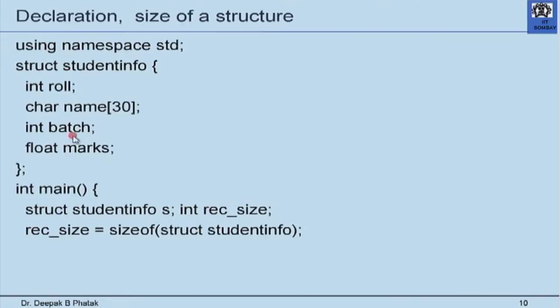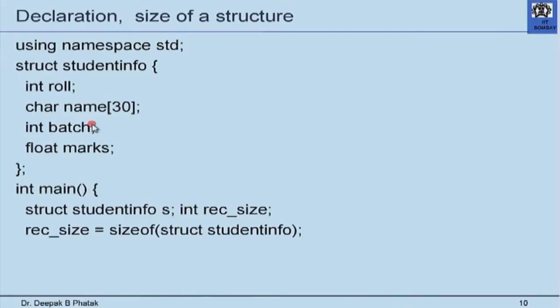Now, if you go back to this particular thing, let us consider this here. The roll is 4 bytes. Char name is 30 bytes. But 30 plus 4 is 34. It is not divisible by 4. So 35 cannot be the starting address of this batch. The batch must start at an address which is divisible by 4.